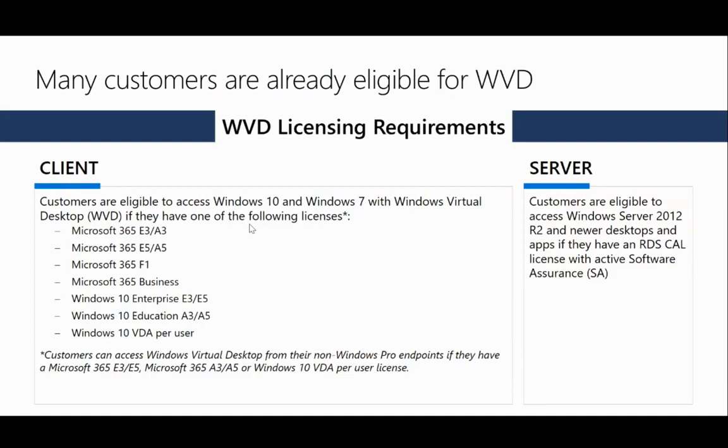For server OS, if the customer wants to use 2012 R2 or a newer desktop version, they can have an RDS CAL license with SA. If the customer has RDS CAL with SA, they can use the server operating system as a part of the Windows Virtual Desktop solution.